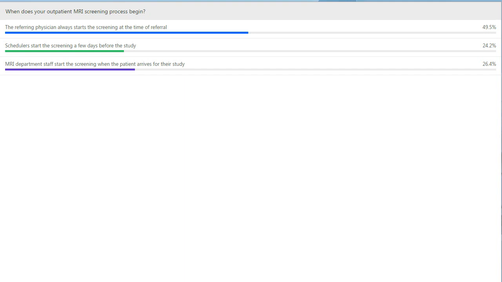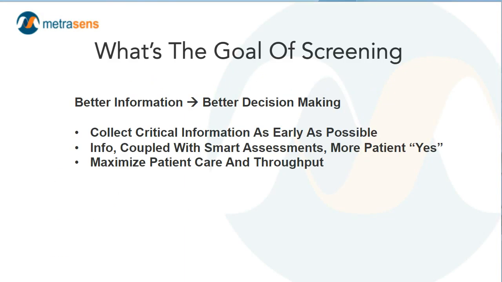So the goal of screening. Better, more timely information allows for better decision-making. The goal should ultimately be to try and get as many patients to, yes, we can scan you at your scheduled time safely and effectively. Now, to do this, we need to collect the critical information as early as possible. This is not collecting information for the sake of collecting information. This is not busy work. This is very tactical in terms of asking the questions that are appropriate to that step in the process.